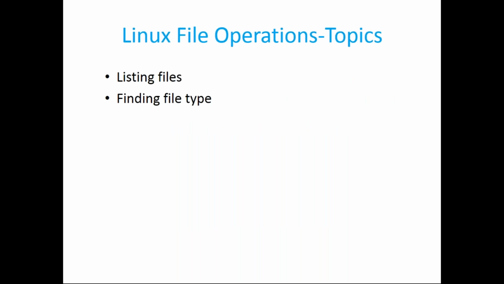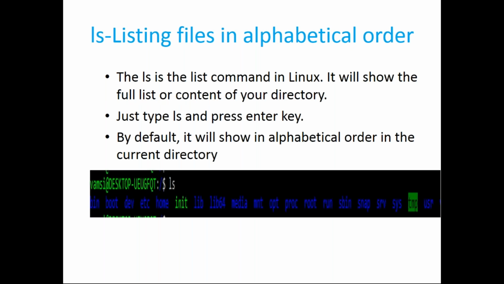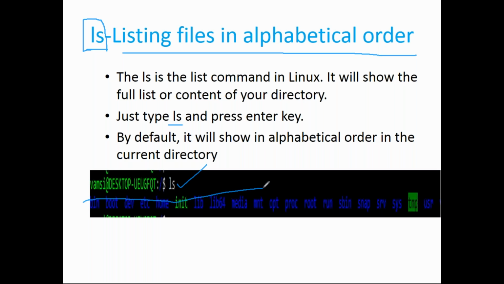Okay, cool. Let's jump on to the next one, which is nothing but Linux file operations. These are the topics for this subtopic for today, which is listing the files and then finding the file type. So guys, this is again one of the most used commands on a daily basis, ls. ls stands for listing the files or the directories in your current path. You can just type ls and then hit enter. That will show you the directories in a sorted manner, in alphabetical order.